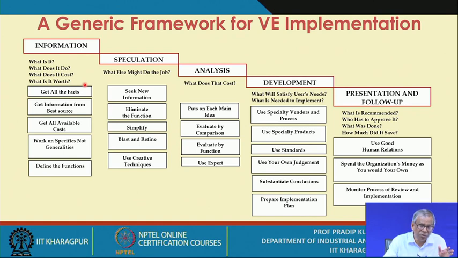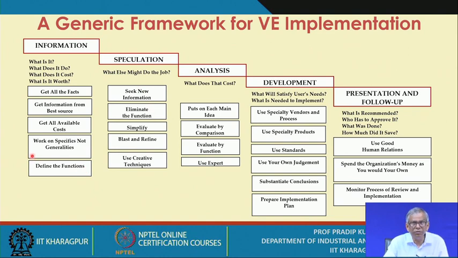Now, to answer these questions, you need to get all the information, all the facts. That means you have to refer to the past data and get information from the best source. It is your duty to identify the best source. Get all available costs. Work on specifics, not generalities. This point I have been telling you all the time, that it is a specific exercise. For a specific product you are carrying out such an exercise. Define the functions.